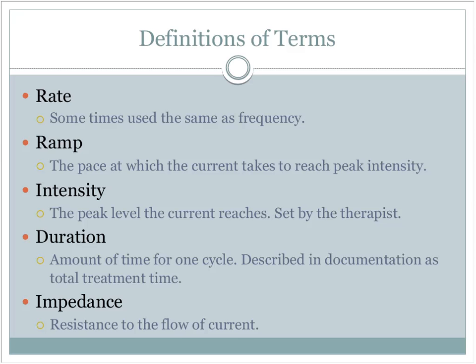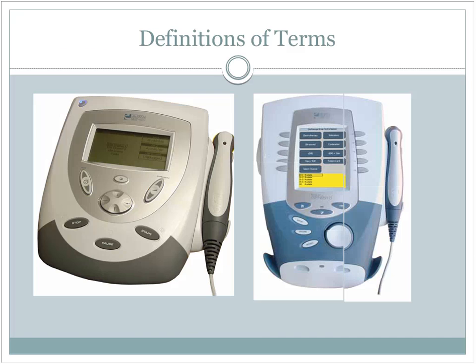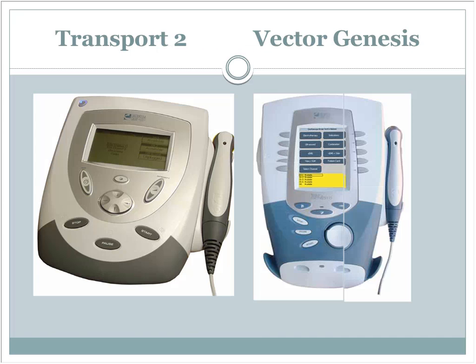So now we're going to move into looking at the different types of machines we have in the clinics. These are the two most common that I see in the clinic. The one on the left, the Transport 2, that's a little bit, well, I shouldn't say it's a newer machine. It's one that we've recently purchased a number of for a lot of our independent living facilities, so that's the one that they may see more commonly.